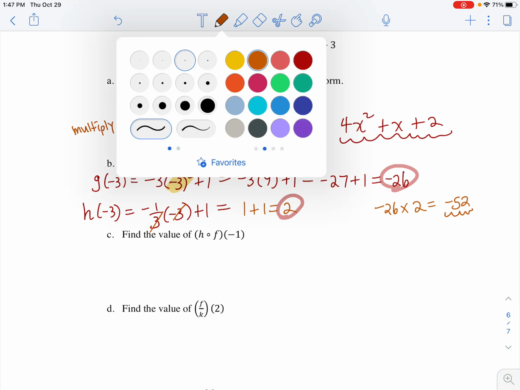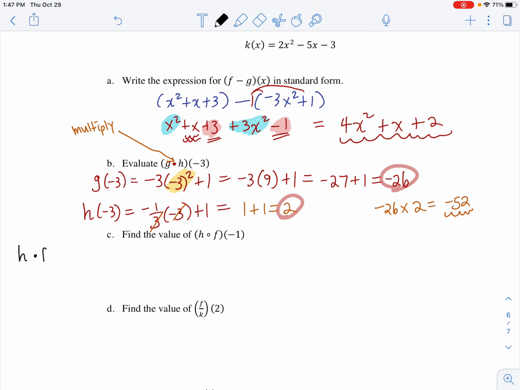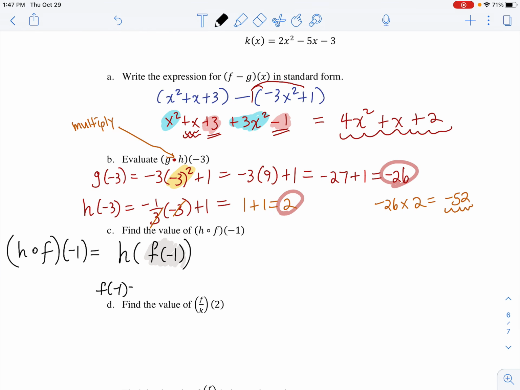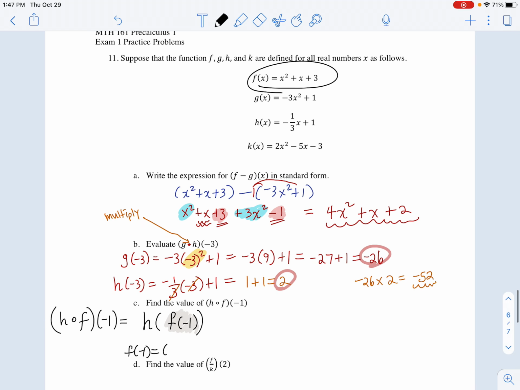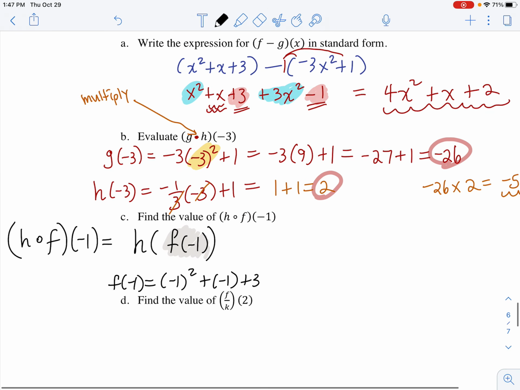So let's do that. First, let me rewrite what that means. What is h of f? That circle almost looked closed. It's like h of f of negative 1. That means you need to do h outside. H is the outside function. And inside, you will evaluate f of negative 1. So remember I told you to work from inside out. So you will need to figure out what this is first. So right here, let me go ahead and find what it is. What is f of negative 1? If I plug in negative 1 in here, that will be negative 1 squared plus negative 1 plus 3.